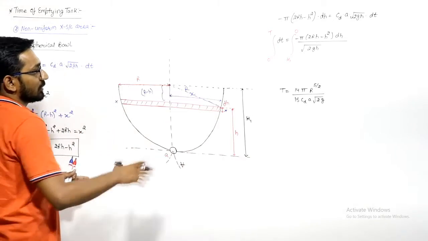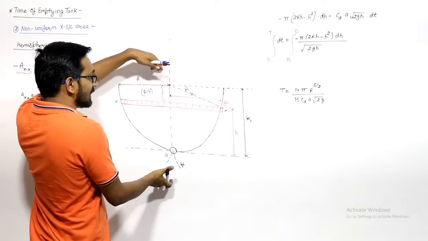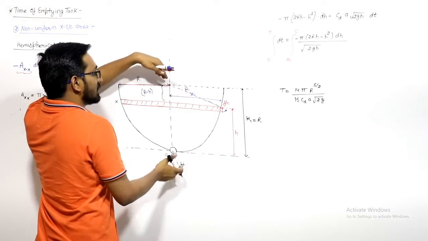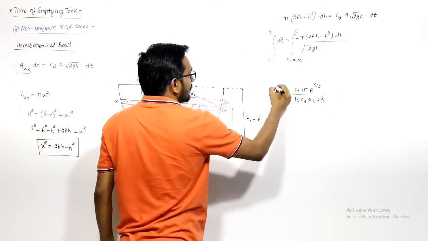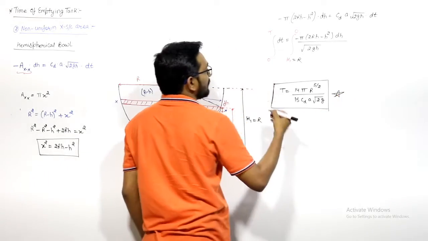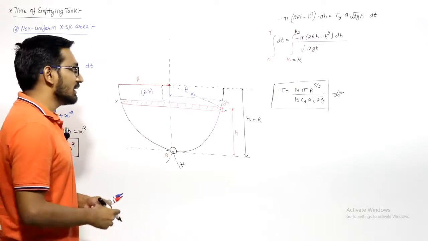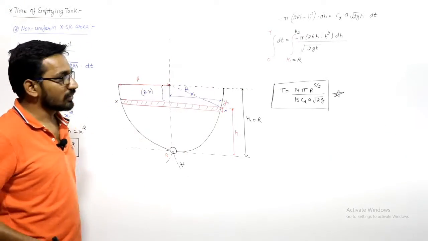Initially you can see that this h1 is equal to r. I take it up to the top level, so this h1 is equal to r. So I put h1 is equal to r here and I solved it. Then the time taken to empty this tank will be this one. And if in the question they say from h1 to height h2, you can take the limit h2, then you can see from h1 to h2 height, how much time it will take. So you can solve for this.